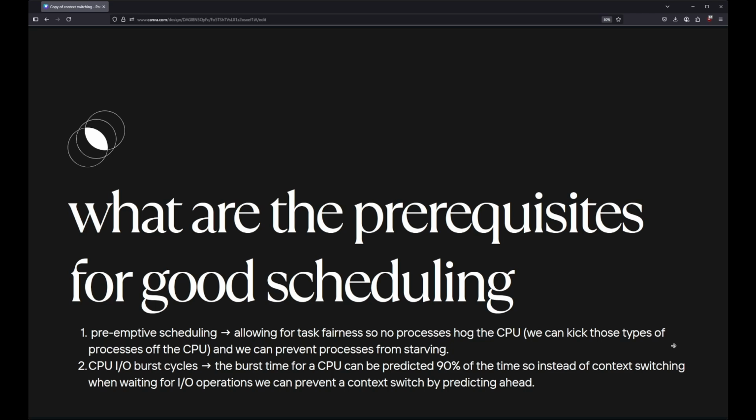So the next prerequisite for good scheduling is CPU I/O burst cycles. To understand this, you have to break it down a little bit. Obviously, CPU and I/O we already know. Burst cycles. Burst time is the full time a task needs in order to run on the CPU and be completely finished with it.